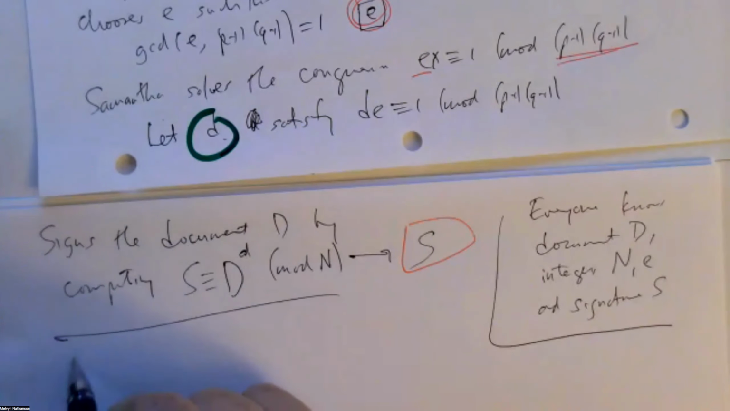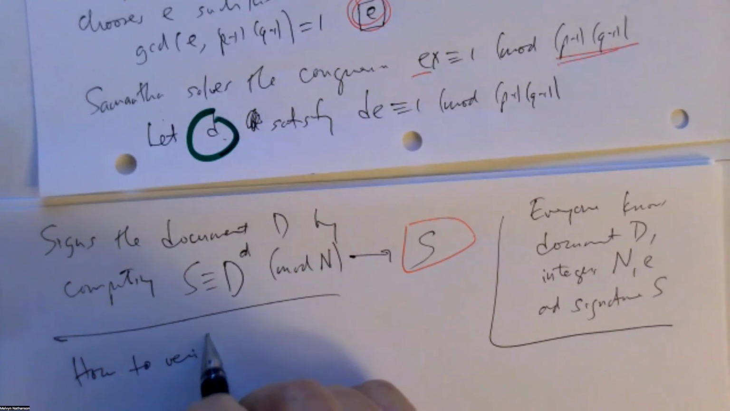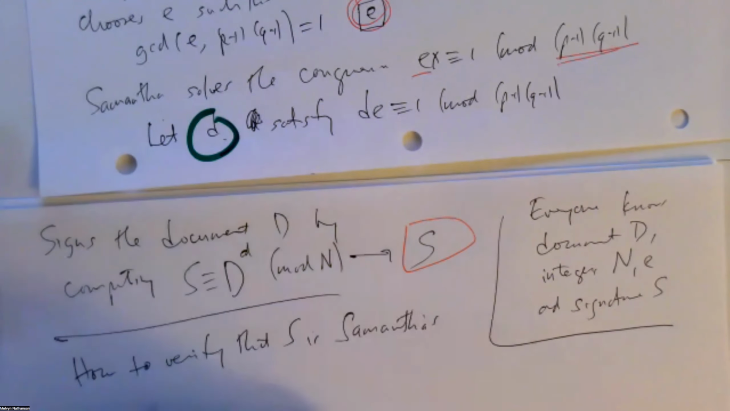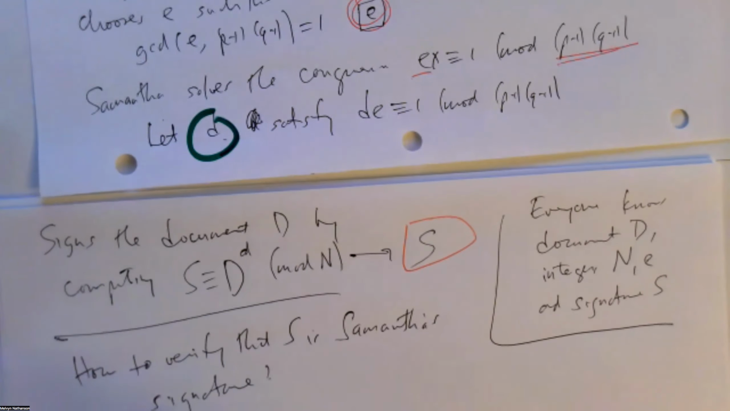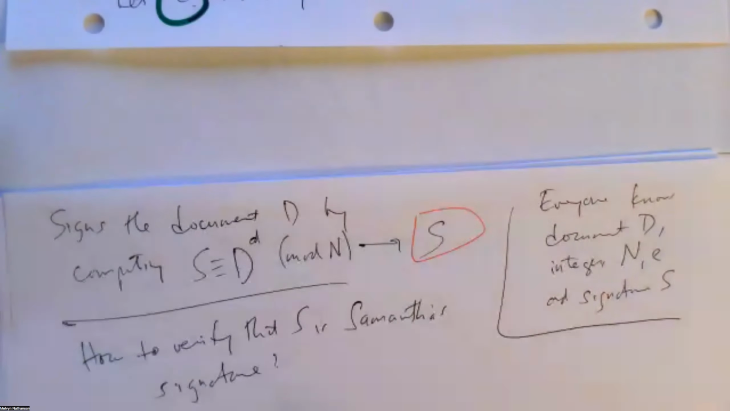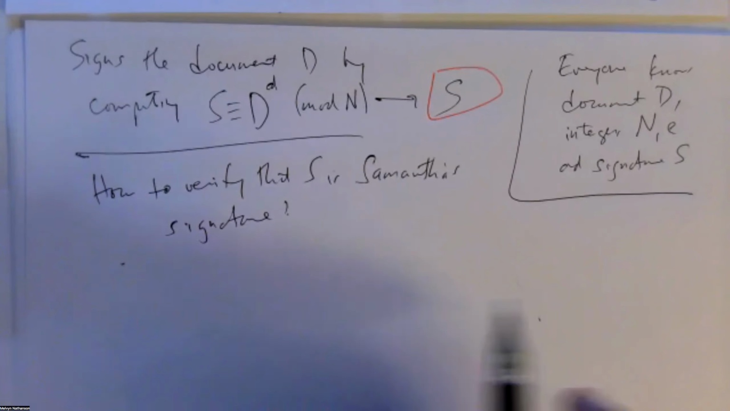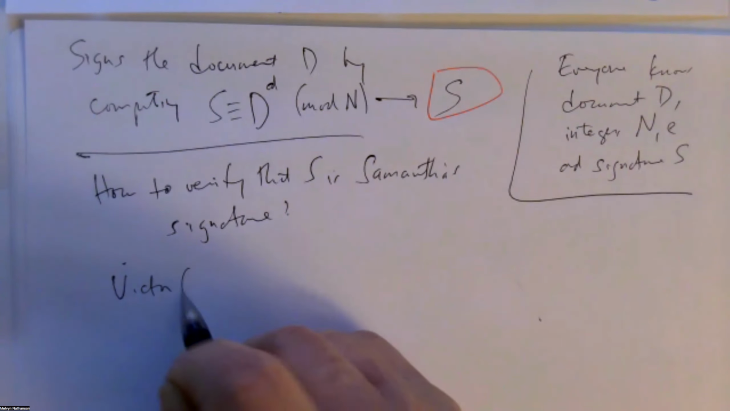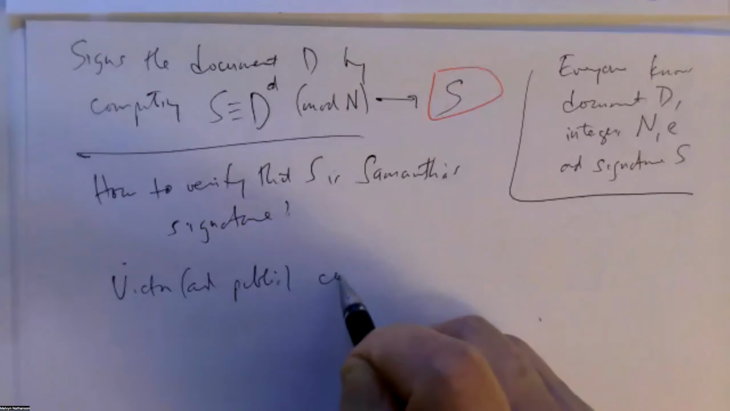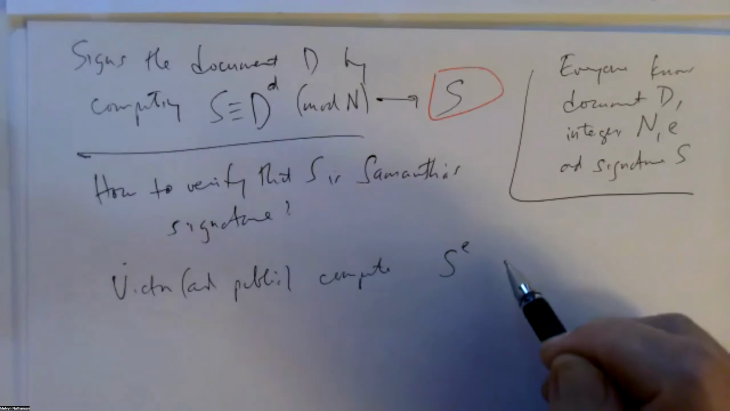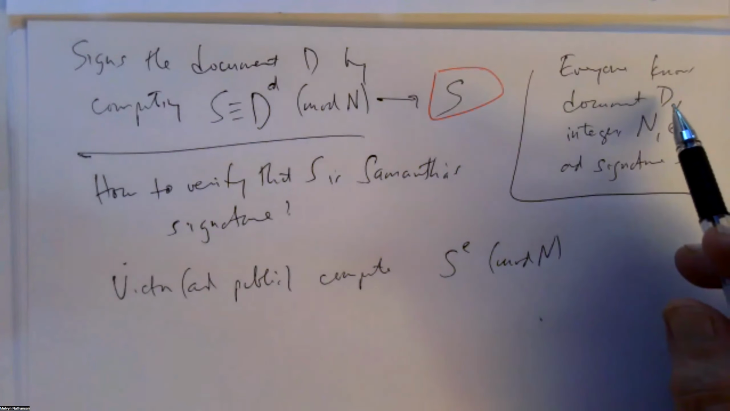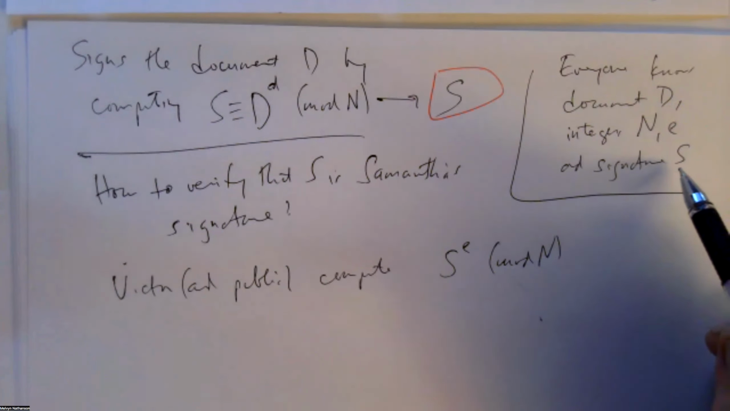So the problem is, how do you verify that S is, in fact, Samantha's signature? And what you do is you compute S to the power e. So Victor, or the public at large, computes S to the power e mod n, because everyone knows the document, everyone knows n, everyone knows e, and everyone has gotten the signature S.